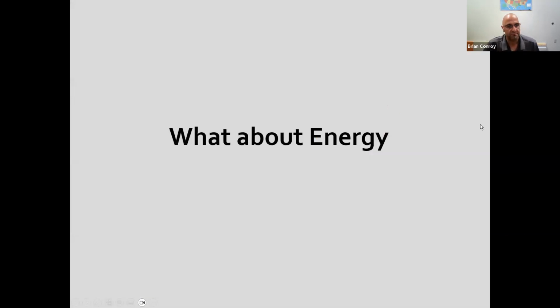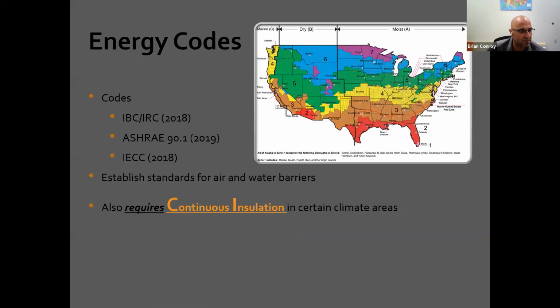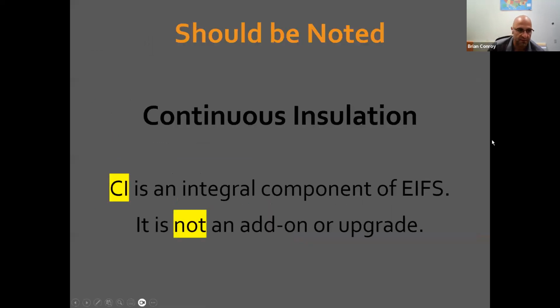So what about energy? We talk about the energy and an EIFS system and making sure everything is done well. From an energy code standpoint, these are generally what you're going to be looking at from a map standpoint. It does require continuous insulation. Something that should be noted specifically is that continuous insulation has always been integrated as a component of an EIFS system. It is not an upgrade or an add-on. It has always been there.